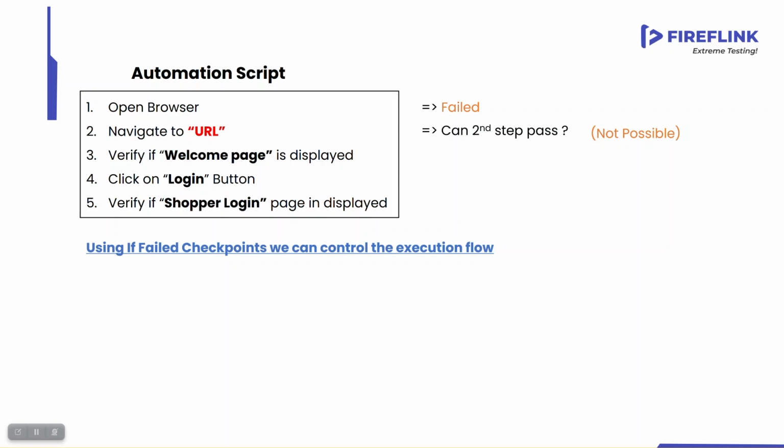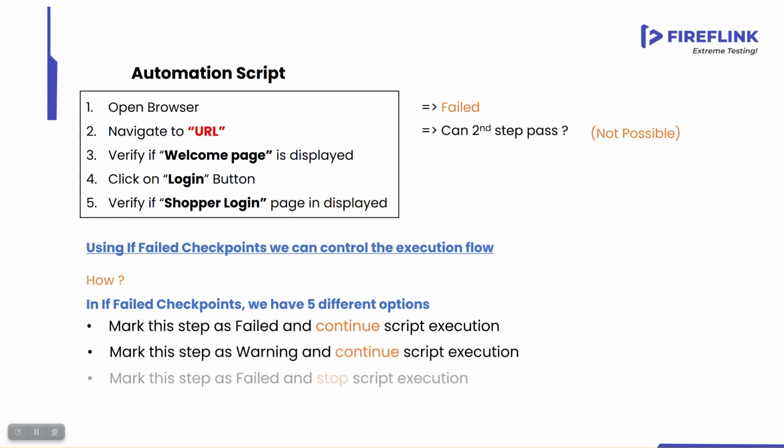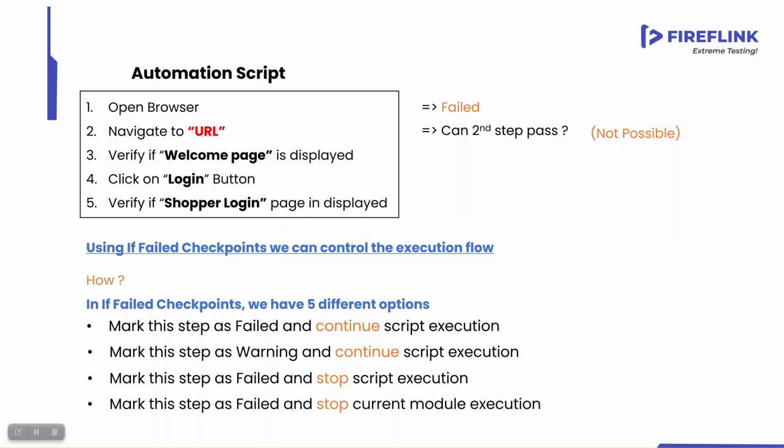If a particular step fails, what should be done can be customized using if failed checkpoints. We have 5 different options. One is mark this step as failed and continue the script execution. Next, mark the step as warning and continue the script execution. Next, mark this step as failed and stop the script execution. Next, mark this step as failed and stop current module execution. And the final option is mark this step as failed and stop the complete execution. Let us explore them one by one.